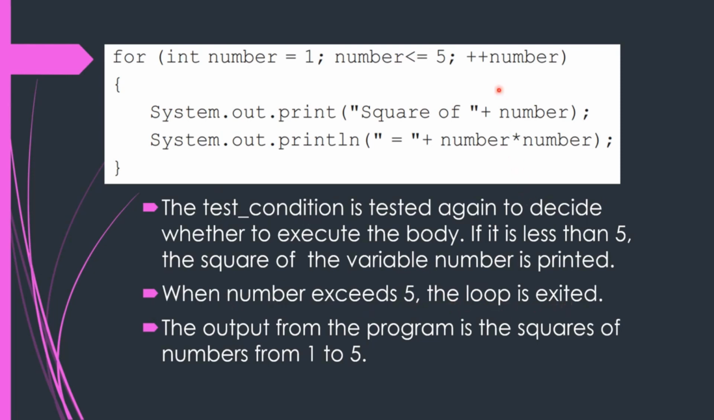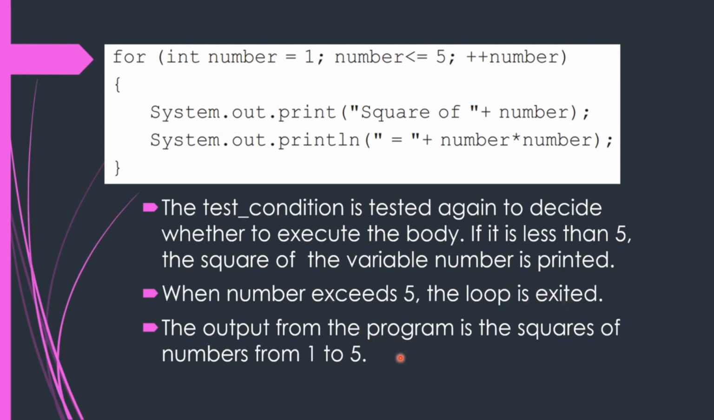Now, there will come a time when the number will exceed 5, because here when we will increment number by 1, then 1 plus 1 is 2, 2 plus 1 is 3, 3 plus 1 is 4, 4 plus 1 is 5. Till here the number was equal to 5, but after that 5 plus 1, that is 6, it will be exceeding 5. So in that case, because the test condition is not true, the loop will be exited. And when the loop exits, no statement will be printed afterwards.